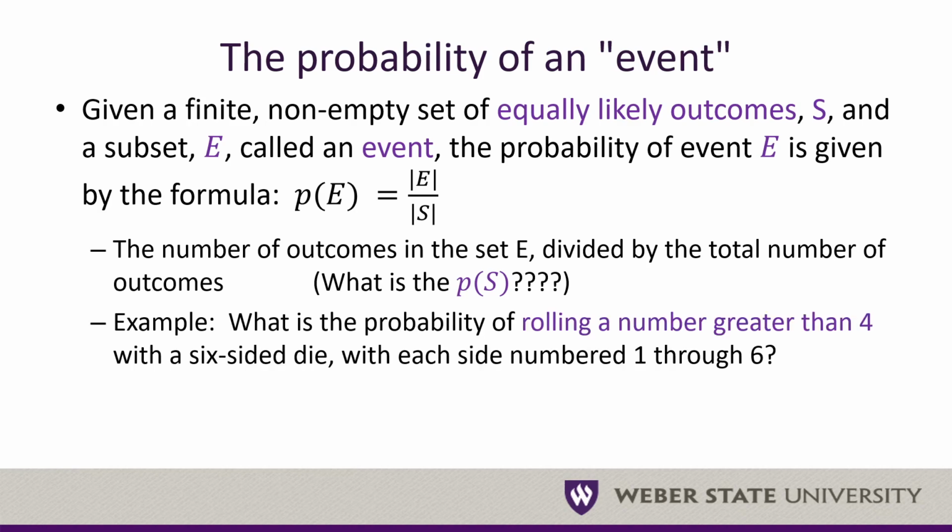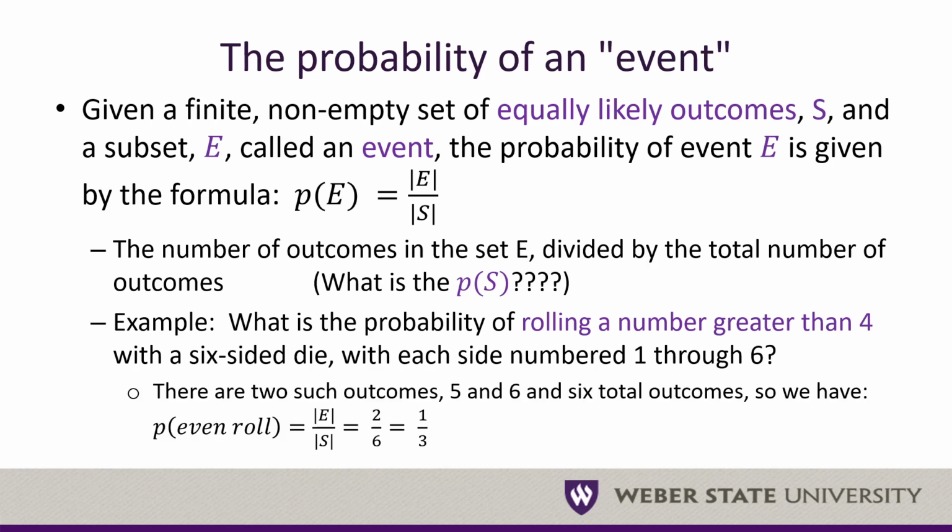The probability of rolling a number greater than 4 with a six-sided die, each side number 1 through 6. Well, if we put that in here, we'll have the probability of the cardinality of the set of numbers that are greater than 4 on a six-sided die. What's the cardinality of that set? 2. Yeah, the numbers 5 and 6. Divided by the cardinality of the entire set, which would be 6. So 2 such outcomes, 5 and 6, total outcomes are 6. So we have a probability there that would be 1/3.